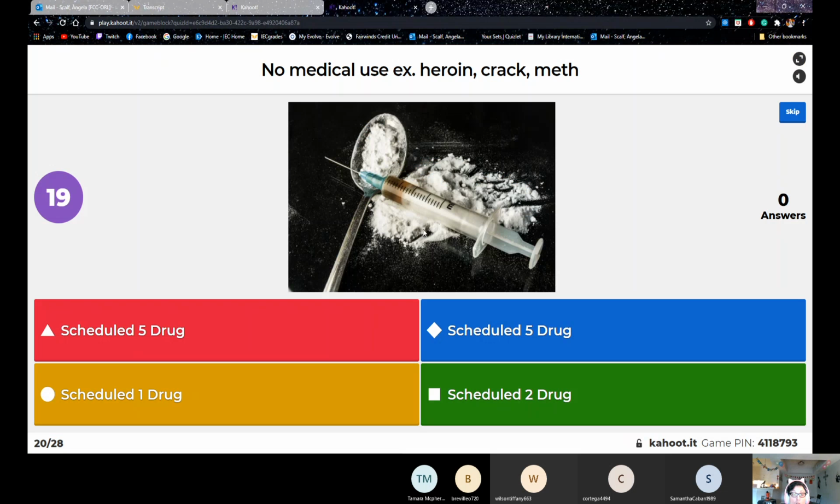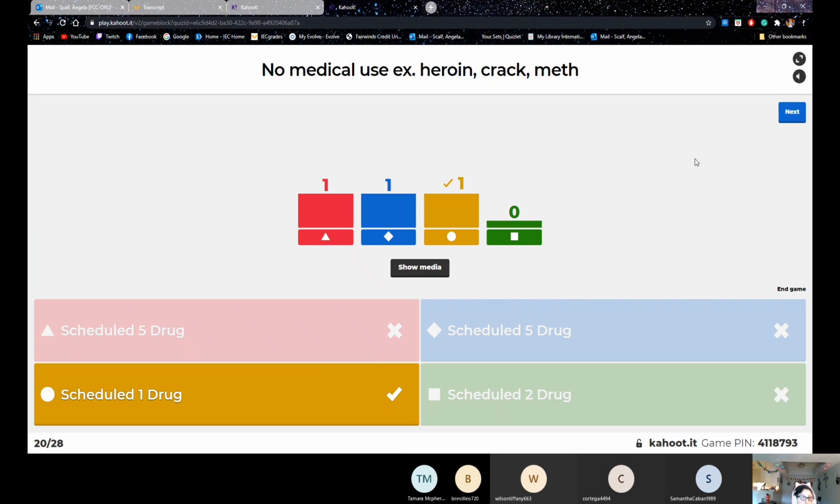No medical use. An example is heroin, crack, and meth. What schedule is that? Good, Schedule 1. Remember, it's an easy way to remember it. If you get caught with a Schedule 1, you're going to jail. Okay? Schedule 1 are your no-nos.